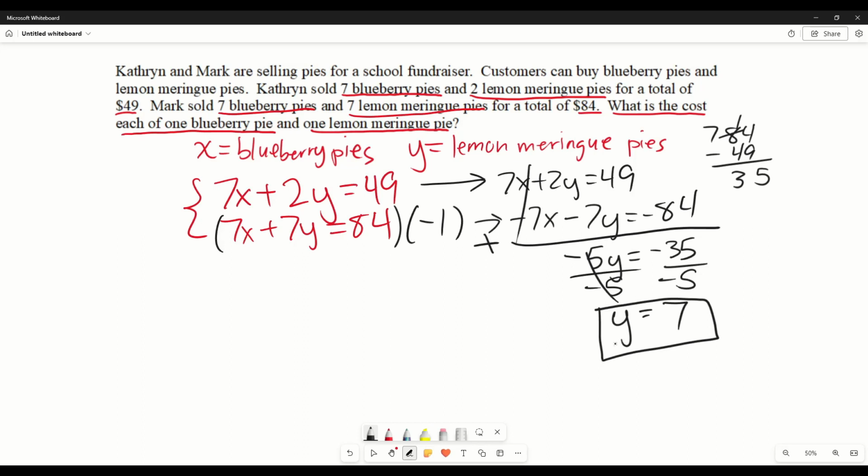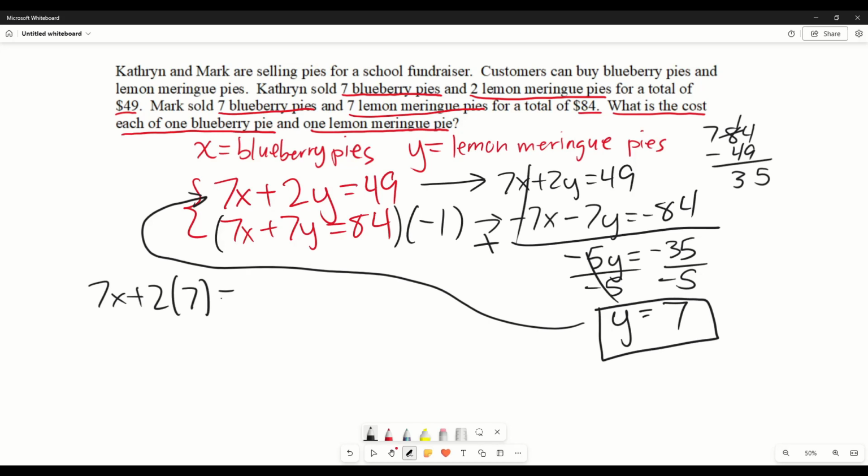When you find a variable, we just plug it into the first or second equation. I like to plug it into the first one. It doesn't matter which you use. So 7x plus 2 times 7. This is just direct substitution. Now, 2 times 7 is 14, so 7x plus 14 equals 49. Then we solve for x by subtracting 14 from both sides. 7x equals 35. We divide both sides by 7, the 7s cancel out, and we get x equals 5.